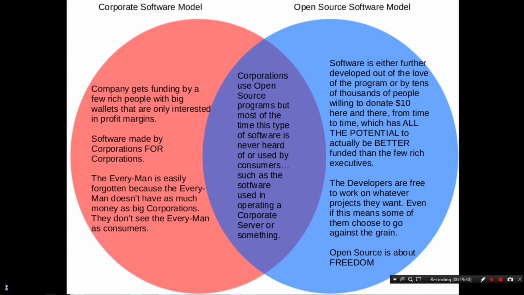So, corporate software model, okay? The company gets funding by a few rich people with big wallets that are only interested in profit margins. Basically, it's software made by corporations for corporations, okay? If you're a big company, you've got guaranteed sales by other big companies that want that software. So what they're doing is they're making the program for those companies. The everyman is easily forgotten because the everyman doesn't have as much money as the big corporations. Basically, the corporations don't see the everyman as the consumer.